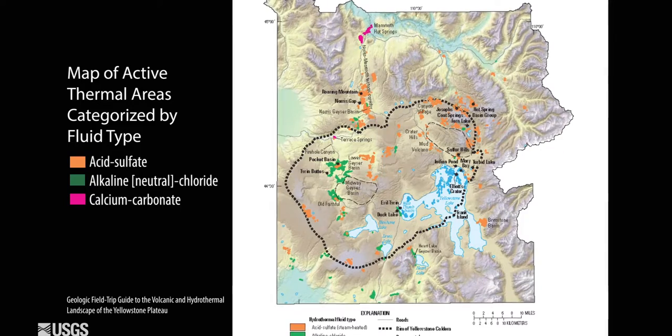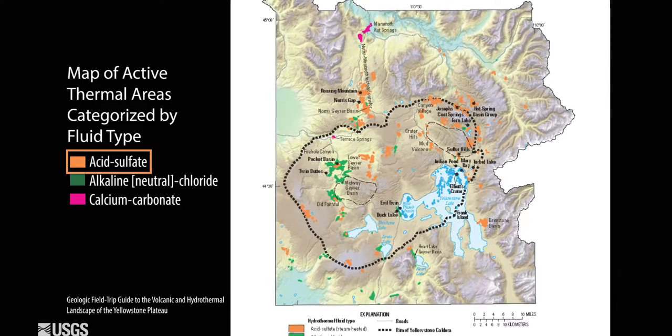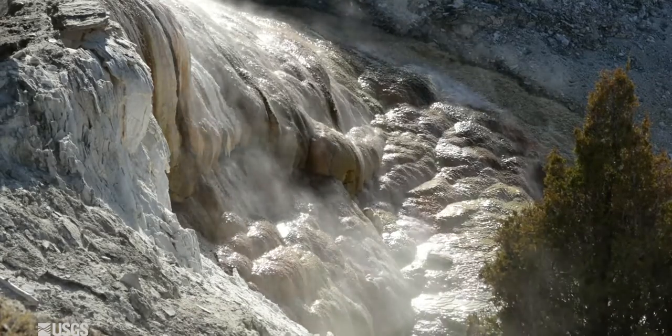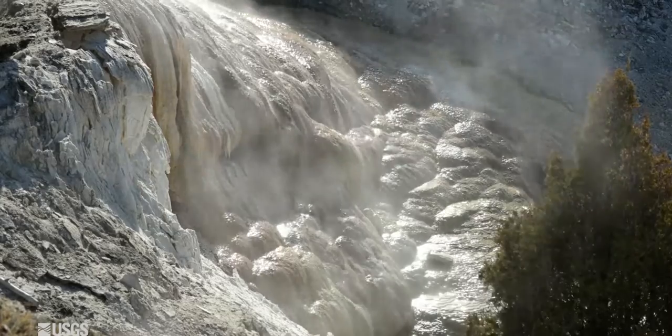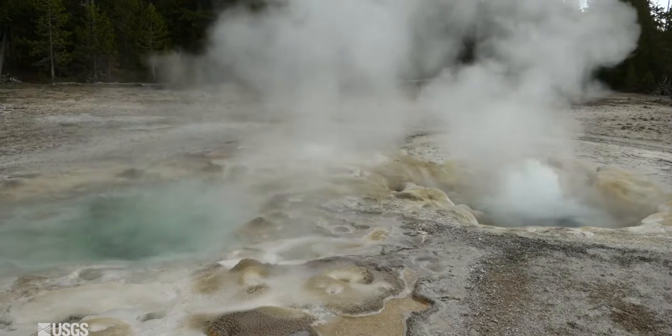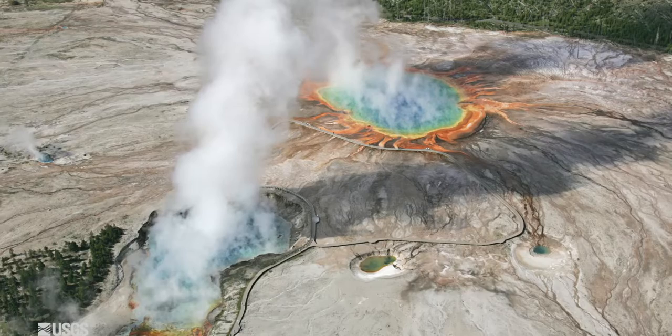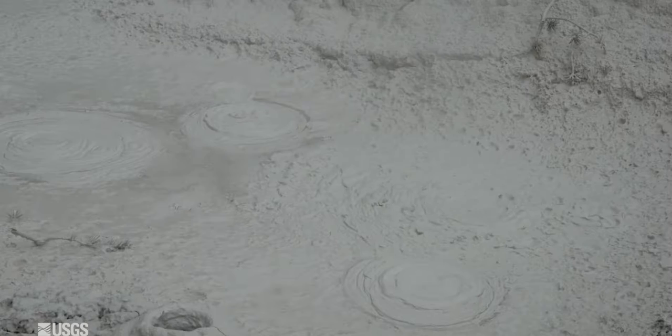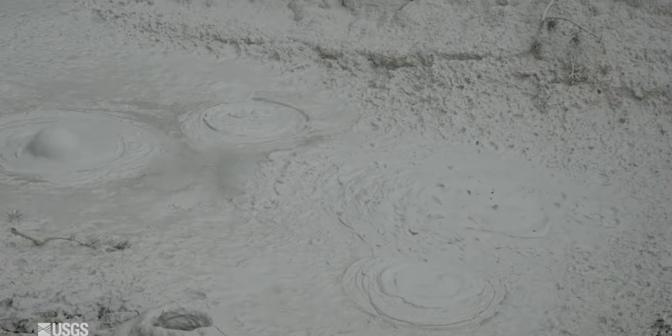We're going to start this update out with the third in our three-part series on the different types of thermal features in Yellowstone. Back in August, we talked about travertine features, which we find in the Mammoth Hot Springs area. Last month, we talked about neutral chloride features, things like Old Faithful and Grand Prismatic Spring. And this month, we're coming to you from Artist Paintpots, to talk about the third type of feature, acid sulfate springs.